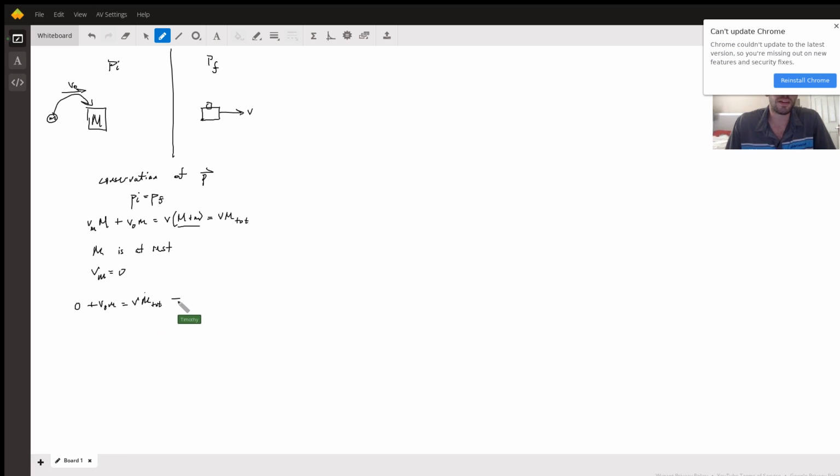So essentially what happens is v is just going to be v naught m, little m, divided by m total, which is the same thing as v naught m over big M plus little m. And that will be the final speed at which they are both going. Alrighty.